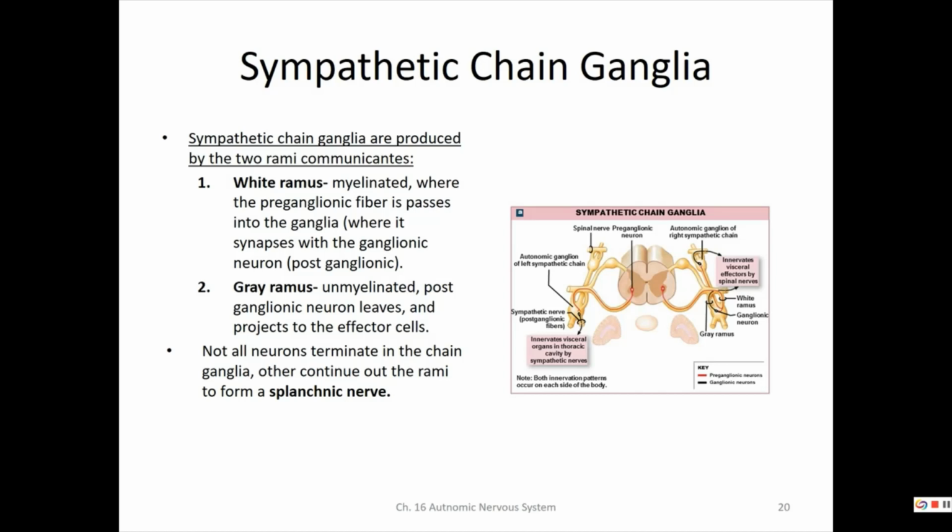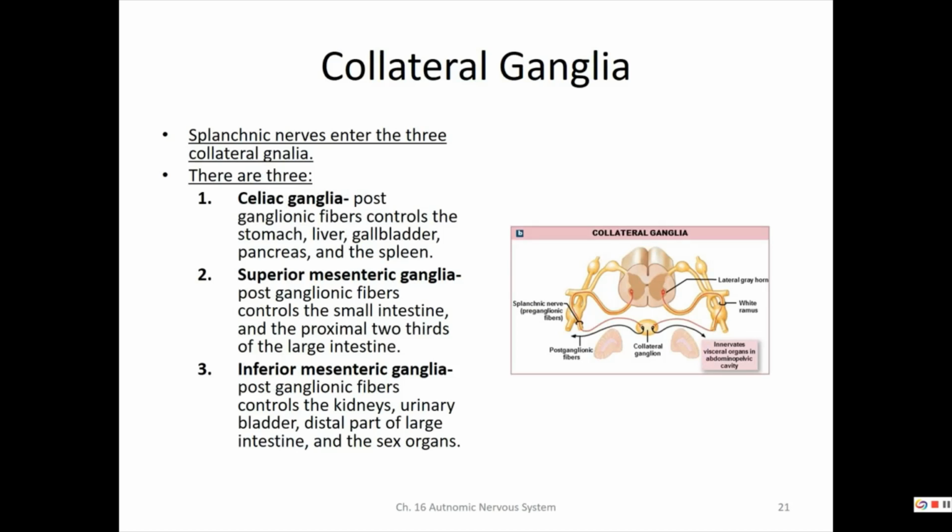Well, what do we do here? We come in white and we leave gray. The white ramus is myelinated. That's where it gets its name. And that's where the preganglionic neurons enter the ganglia. We come in white, then we leave gray. The gray ramus is unmyelinated, and that's where they leave to go to the effector cell. If they don't, they may go out what is called a splanchnic nerve. A splanchnic nerve is another way they'll leave.